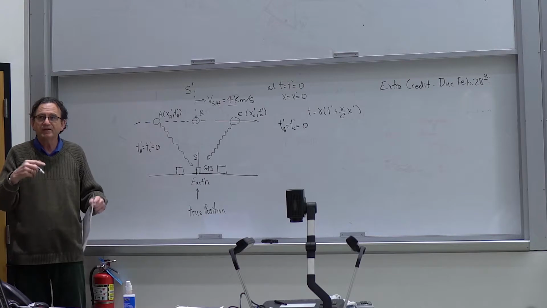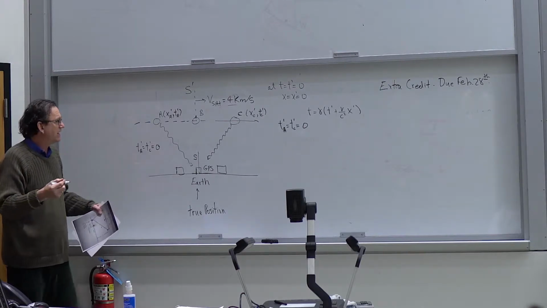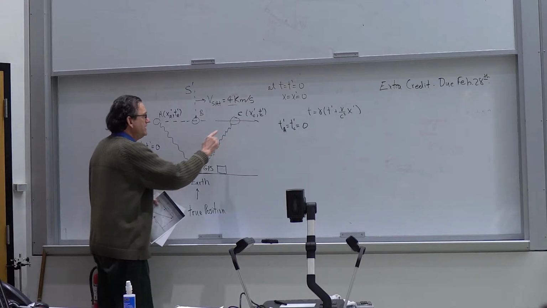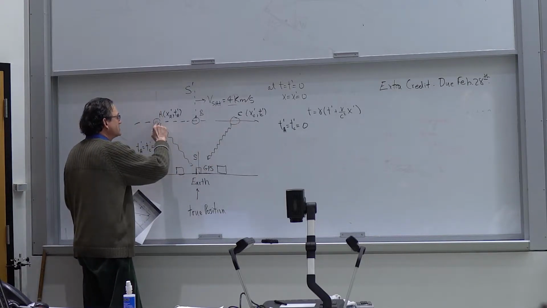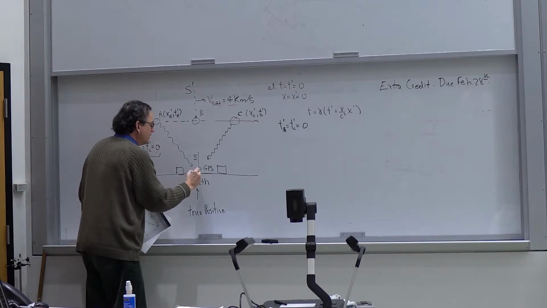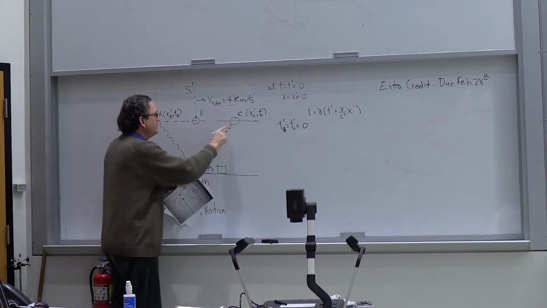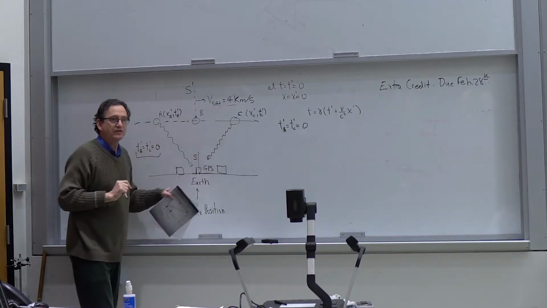Now we get into the complicated part. The complicated part is that even though these signals were emitted simultaneously here, and that's what's transmitted, for the observer on the ground, one of these was emitted before the other one.